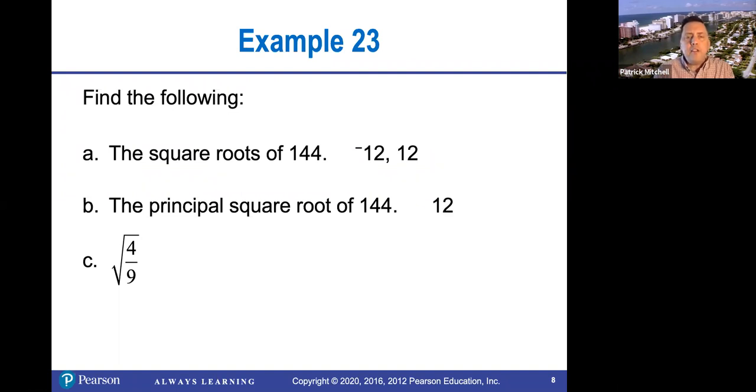And then to find the square root of a fraction like 4/9, again, I'm thinking of a mystery number that when I square it, I get 4/9. Well, that would be another fraction. The numerator of that fraction would have to be 2, and the denominator would have to be 3. And remember, this is only going to have one answer. This is talking about the principal square root. So the principal square root of 4/9 is 2/3.